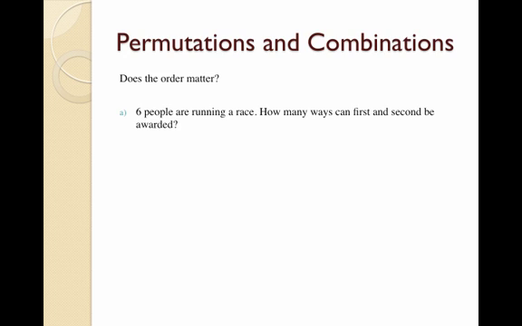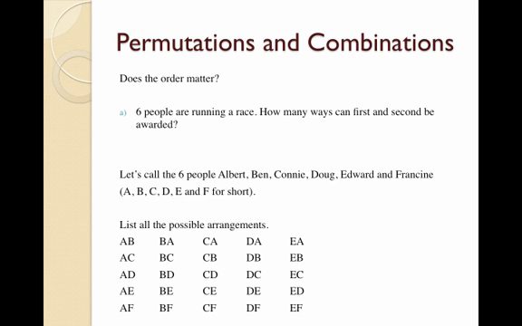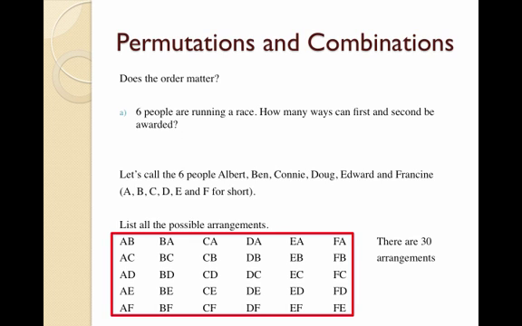Let's say 6 people are running a race, and we want to know how many different ways first and second can be awarded. We're going to give them a name, but for short we'll call them A, B, C, D, E, and F. What I'm going to do is list all the possible combinations of first and second in a very systematic way. First, I'll list all the possibilities if Albert comes first. So if Albert comes first, then Ben can come second, or Connie can come second, or Doug can come second. Any of the other people can come second as long as Albert comes first. Then I'll do the same for Ben, and then Connie, Doug, Edward, and Francine. These are all the possible combinations. There are no other possibilities. Now, by counting them up, I notice that I have 30 different arrangements.